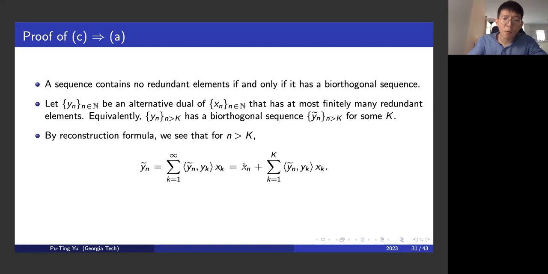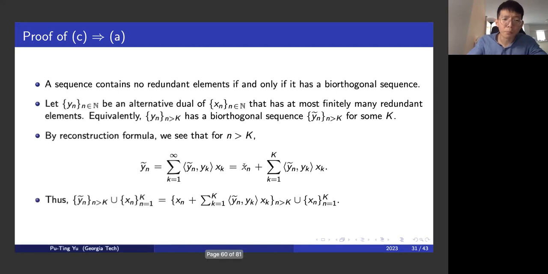So this gives us the following relation between two sets. On the left-hand side, we have this sequence Yn tilde for n greater than k, and Xn from n equals 1 to k. And we just found that Yn tilde is equal to Xn plus the sum of Sk multiplied by the inner product of Yn tilde and Yk. So this shows that the union on the left-hand side is equal to the union on the right-hand side.